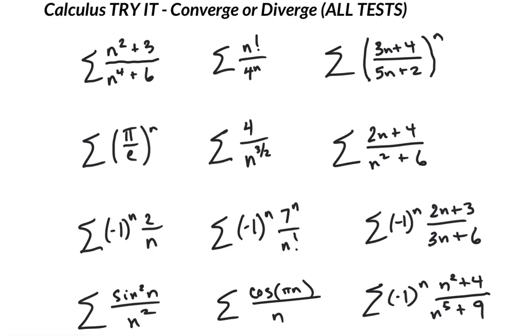I wanted to do a video in my Calculus Try It series where all of the different convergence tests for either non-alternating or alternating are all mixed together, and you have to pick which test will work and then if it converges or diverges. Pause here and try them, and then I'll show you my work.